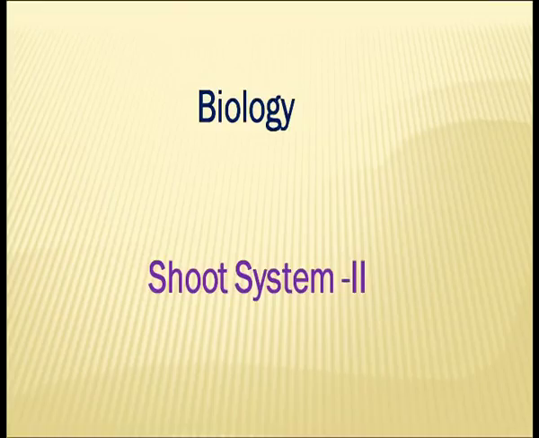Dear learners of NIOS, today we are studying biology, shoot system 2. Before I start today's discussion, I would like to recapitulate the previous part, that is shoot system 1. In that we had studied that the aerial part of the plant is the shoot system, and it is erect, generally goes away from the geotropic pull, and it is towards the sun. The shoot system grows towards the sun.